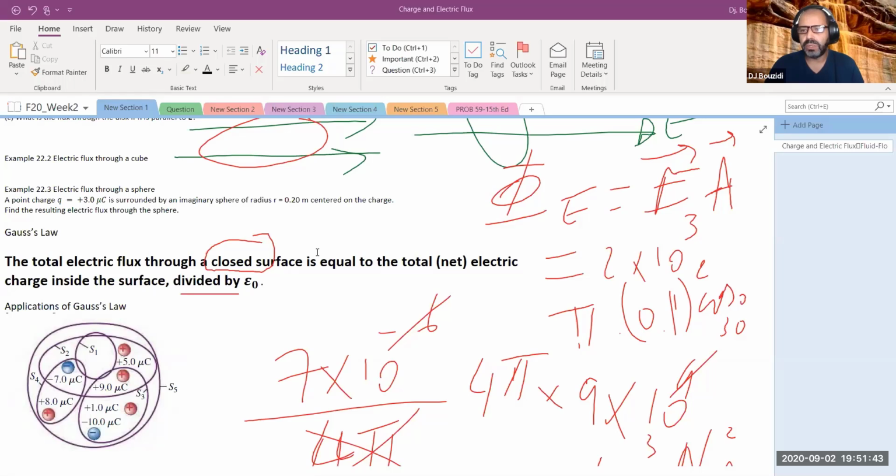So if the point charge is outside of the surface, it's not going to contribute to the flux of the electric field. So that's it, we basically solved it for a single point charge.